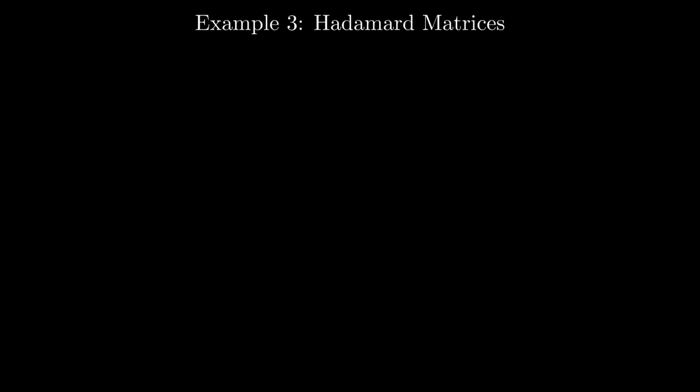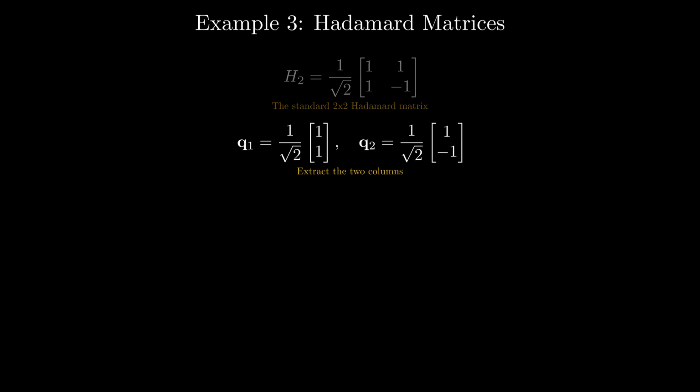Example 3, Hadamard matrices. The 2 by 2 Hadamard matrix is 1 over the square root of 2 times the matrix with entries 1, 1 in the first row, and 1, negative 1 in the second row. Let's extract the columns. Column 1 is 1 over the square root of 2 times the vector 1, 1. Column 2 is 1 over the square root of 2 times the vector 1, negative 1. Now let's verify these columns are orthonormal.